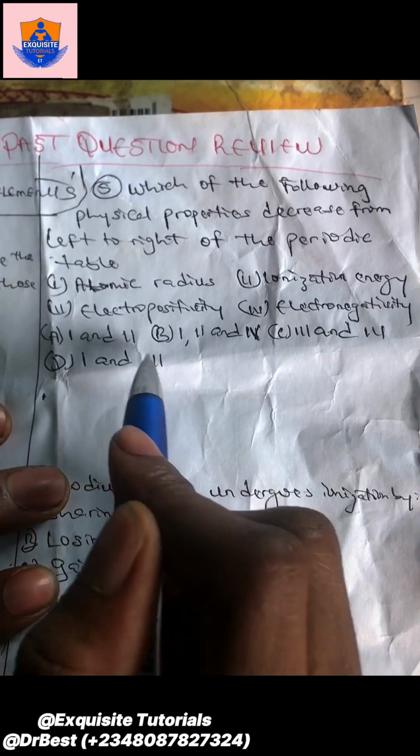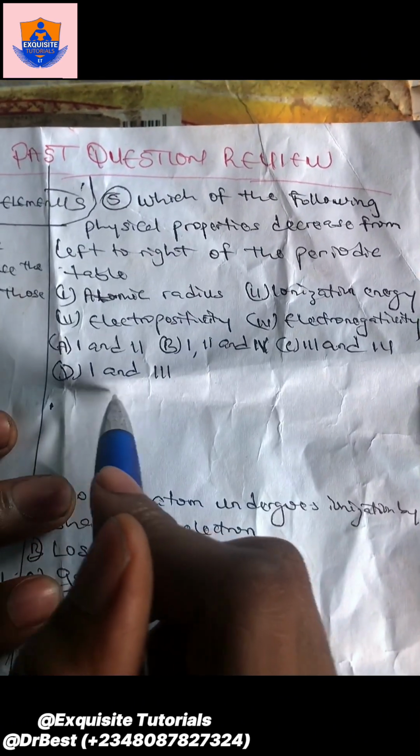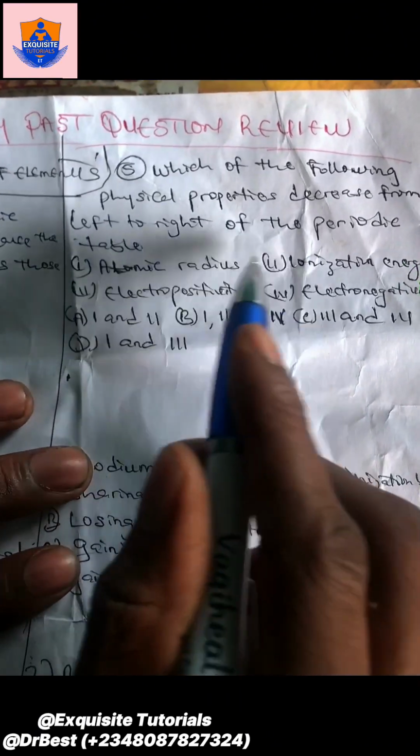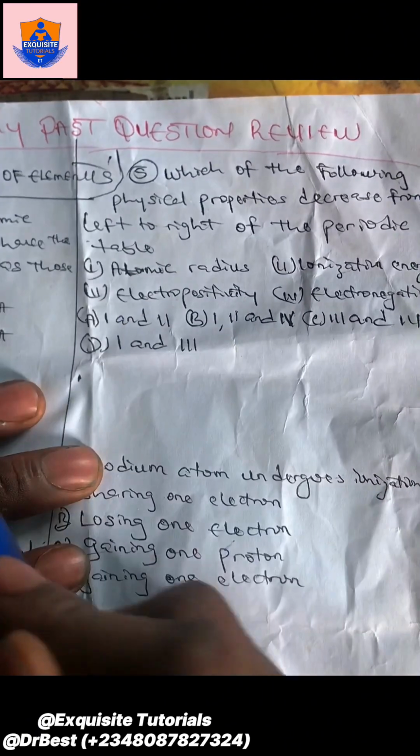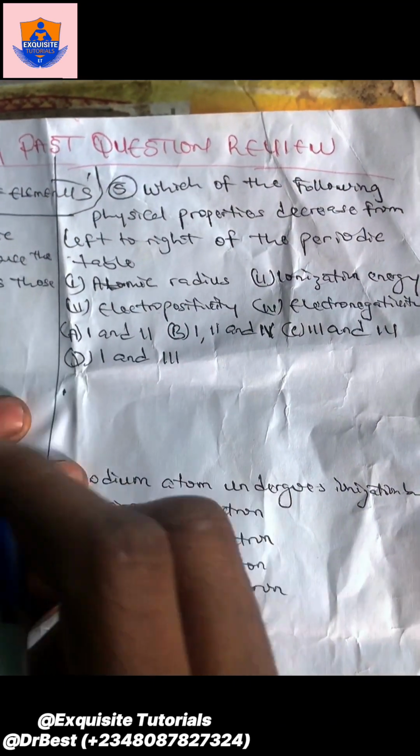Now we have options. A says 1 and 2, B says 1, 2 and 4, C says 3 and 4, while D says 1 and 3. For us to answer this question, we really need to understand what these terms mean. Let's begin with atomic radius. Atomic radius is the distance.